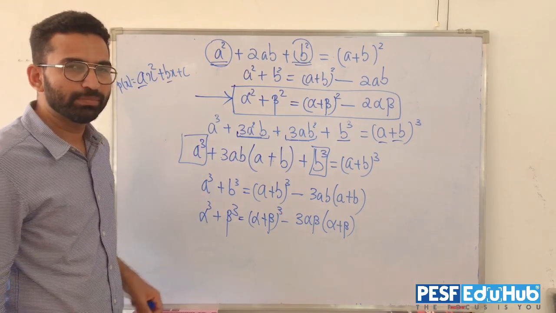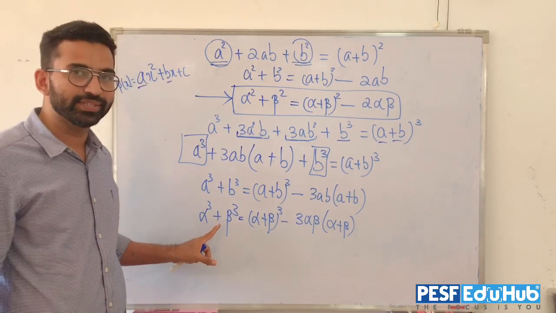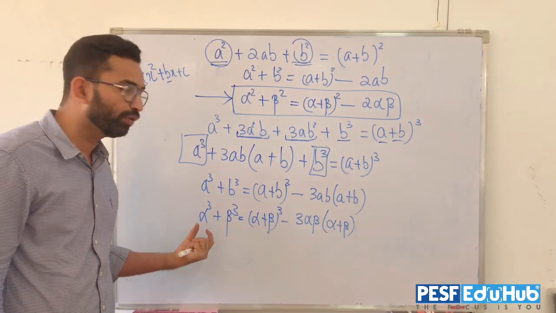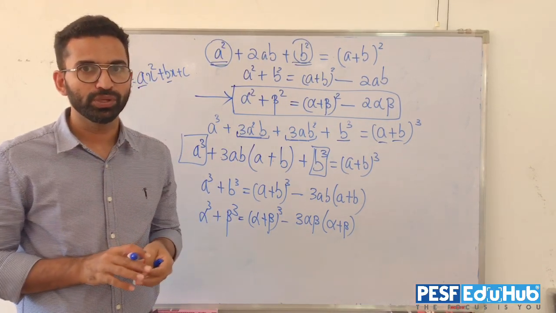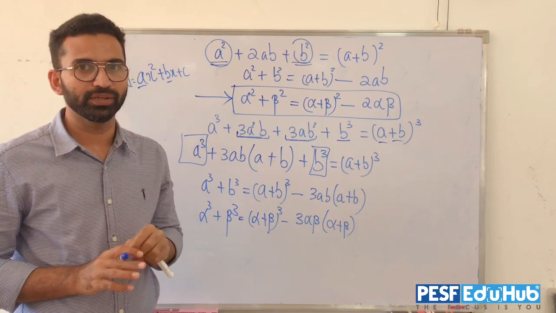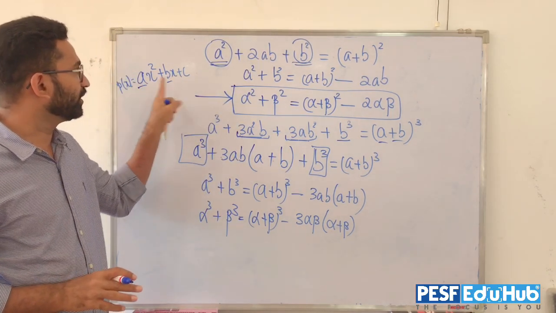Why have I written this formula? Because sometimes they will be asking you a question like this in the examination. They will be asking you what is the value of alpha cube plus beta cube. Definitely a polynomial will be given to you. All the coefficients will be there, meaning a, b, c, all these things will be given to you.